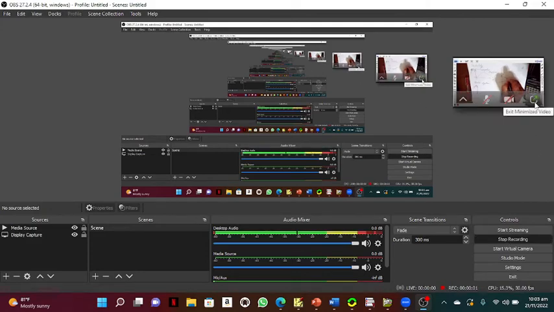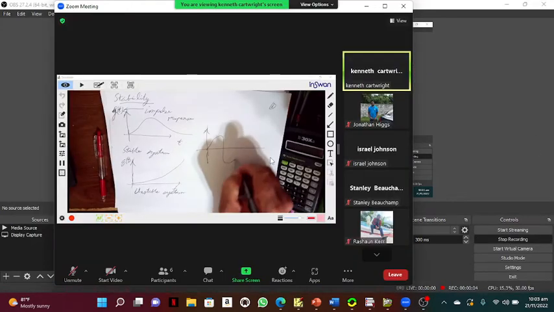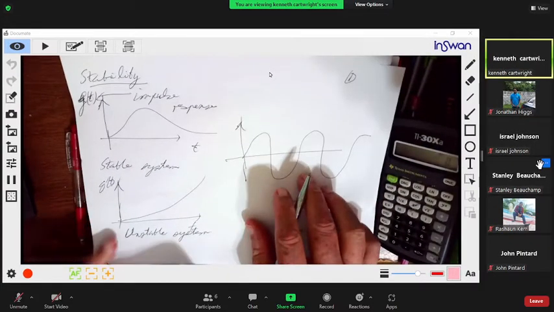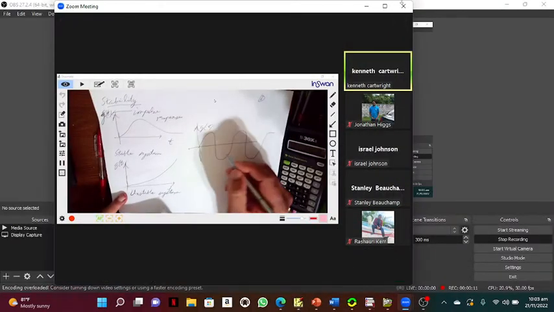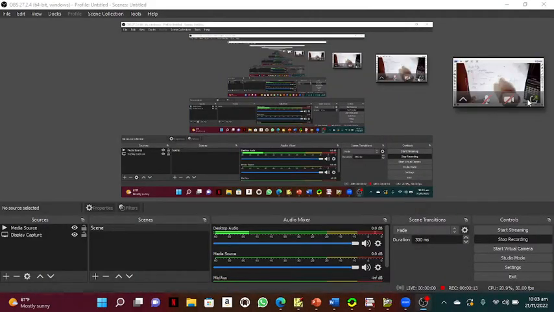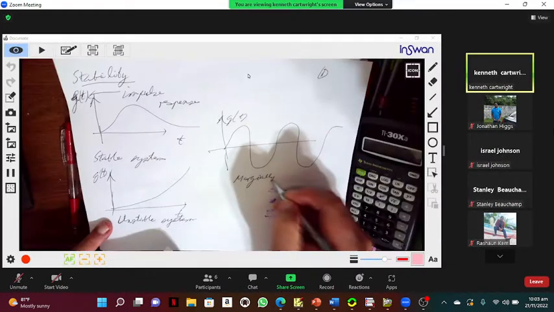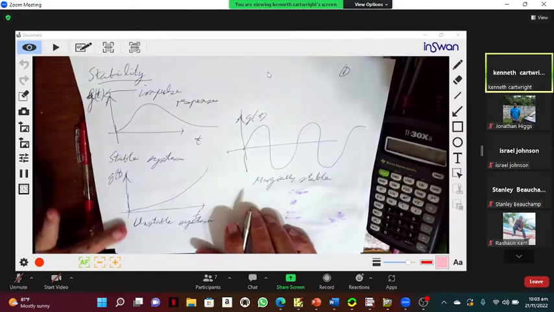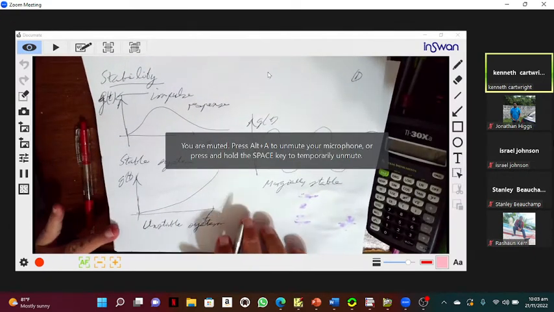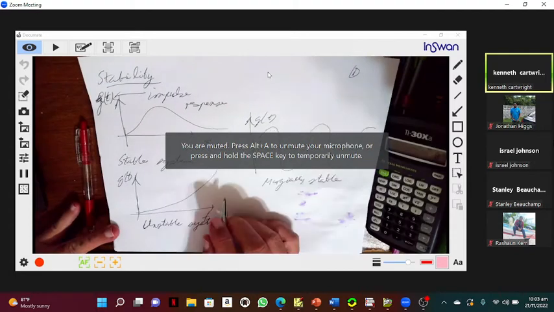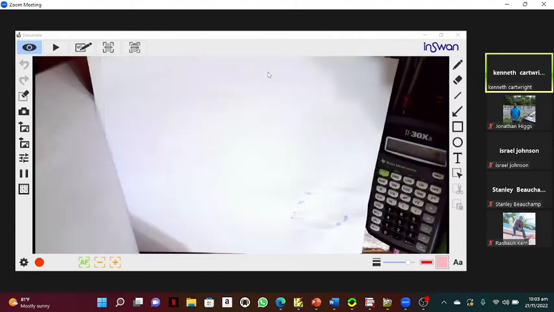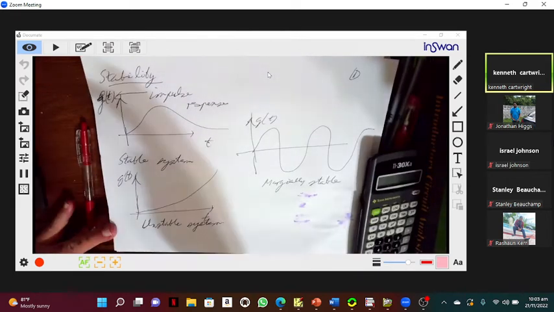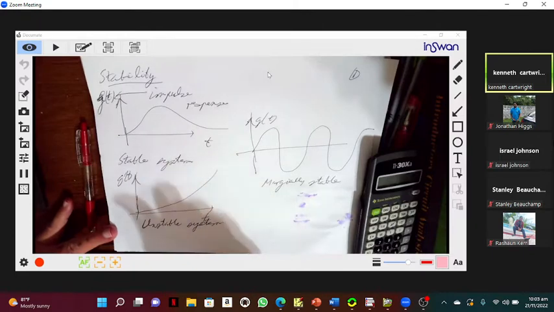Goes from the positive peak to the negative peak forever. So this is marginally stable. Okay, so how do we know if a transfer function is any one of these systems?